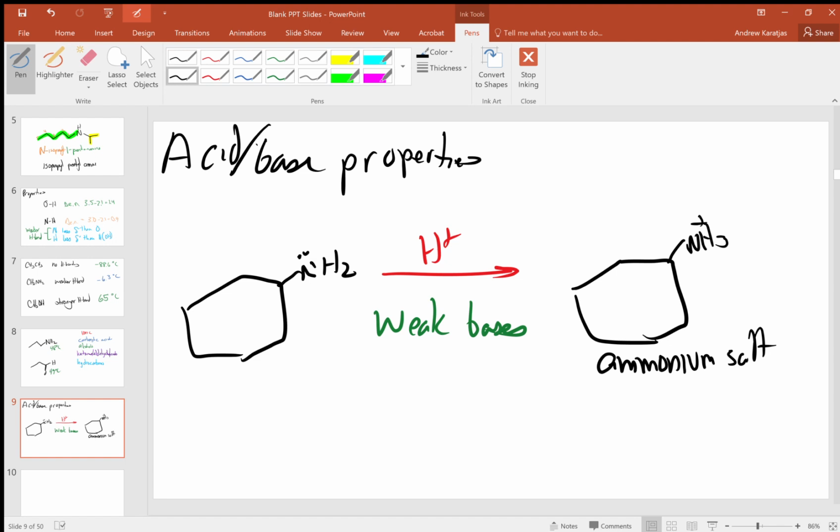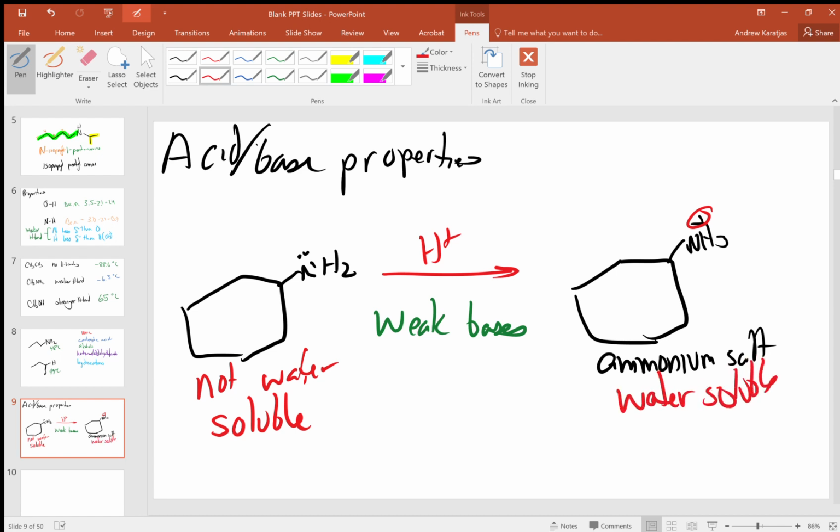And hopefully you recall something we talked about with carboxylic acids. You remember with carboxylic acids that when we had just the acid itself, in general, those, unless they were very small, would not be water soluble. But what happened when the carboxylic acid got deprotonated? It formed an ionic compound, a charged species. And at that point, it became water soluble. Same behavior for amines.